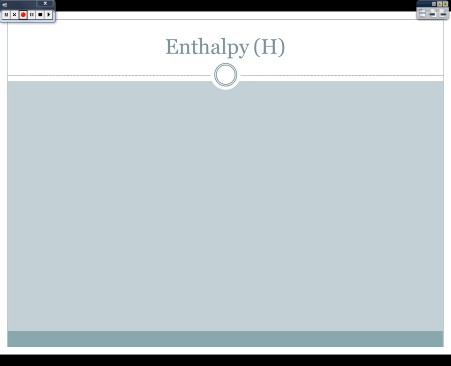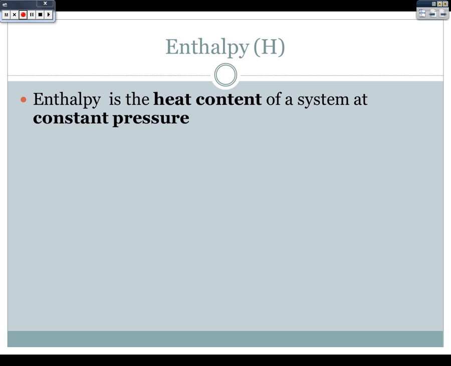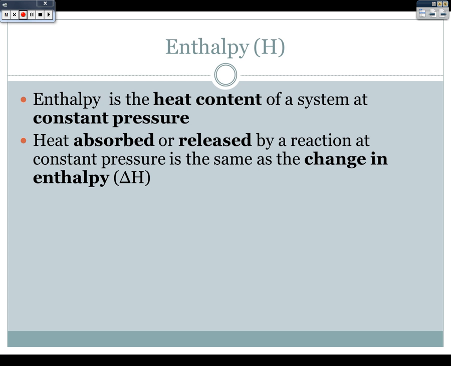Okay, let's talk about something new, enthalpy, which is represented by the letter H. And enthalpy is the heat content of a system at constant pressure. The heat absorbed or released by a reaction at constant pressure is the same as the change in enthalpy, so delta H. What we're going to refer to most when we talk about thermochem is delta H, or change in enthalpy.